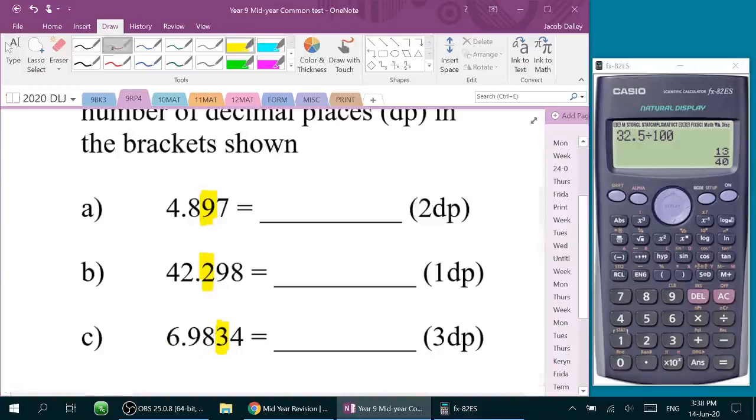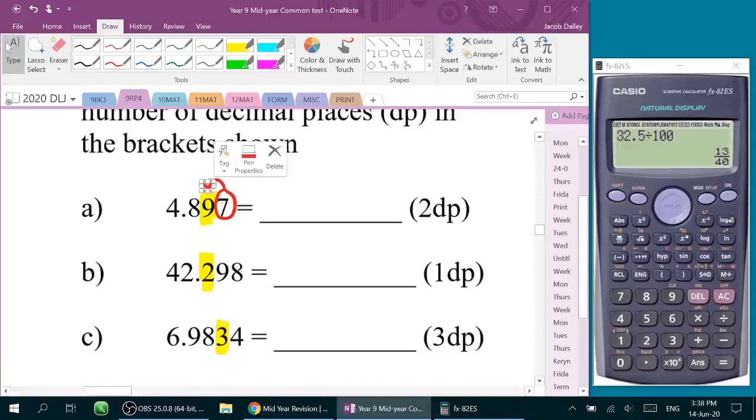So what you need to do with these ones is look at the number before it. Is it bigger than 5? Or is it 5 and above? Then that means it's going to round up the next one. So for this one, it's going to round up our 9.